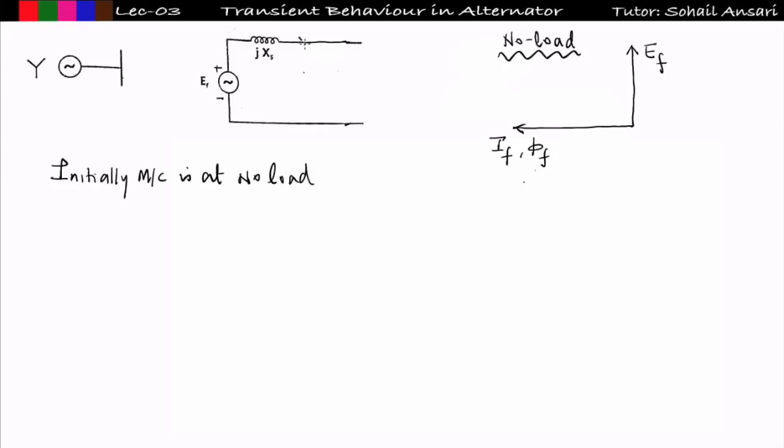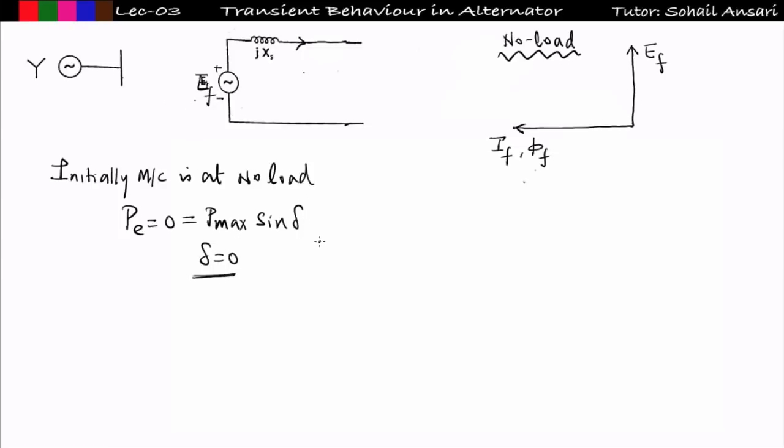At no load, what will the current be here? The current will be 0, means electrical power transmitted by this machine will be equal to 0, and we know electrical power is equal to P max sine delta, or you can say EV upon X sine delta, means initially delta will be equal to 0 at no load. That's why I represent the equivalent circuit as EF at an angle of 0, because here delta will be 0 at no load.